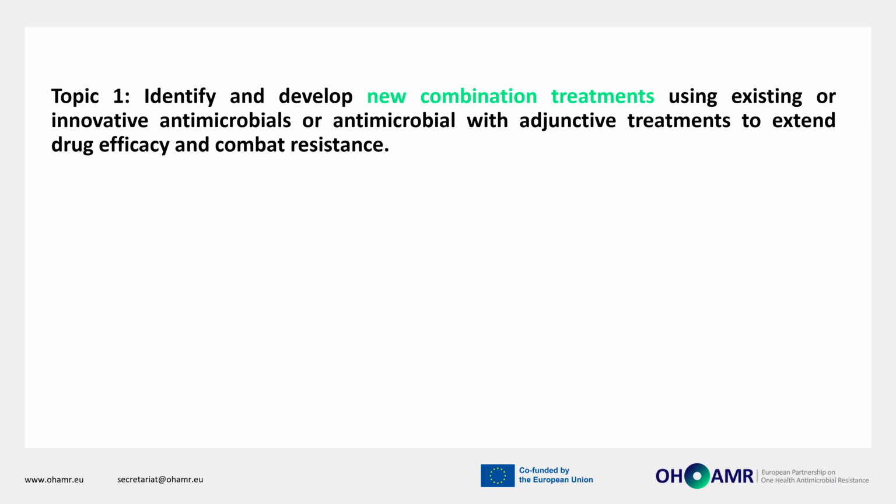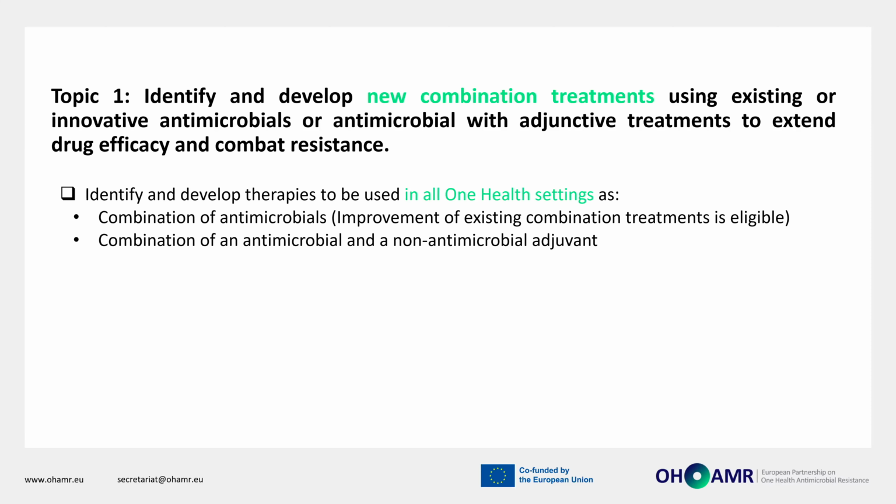Topic 1 aims to identify and develop new combination treatment using existing innovative antimicrobials or antimicrobial with adjunctive treatments to extend drug efficacy and combat resistance. The idea behind this topic is to identify and develop therapies to be used in all One Health settings as combination of antimicrobials or a combination of antimicrobial and a non-antimicrobial adjuvant.